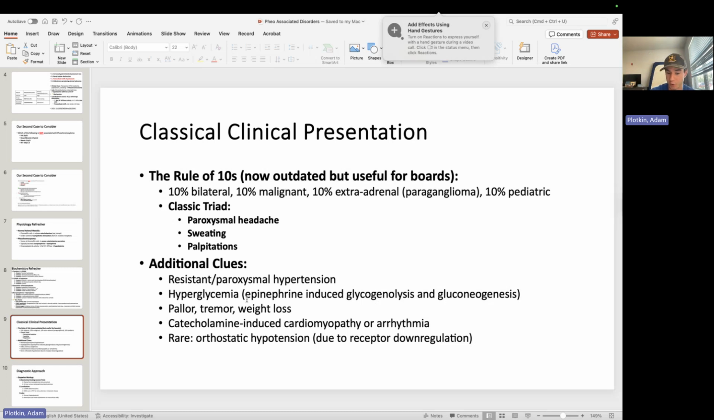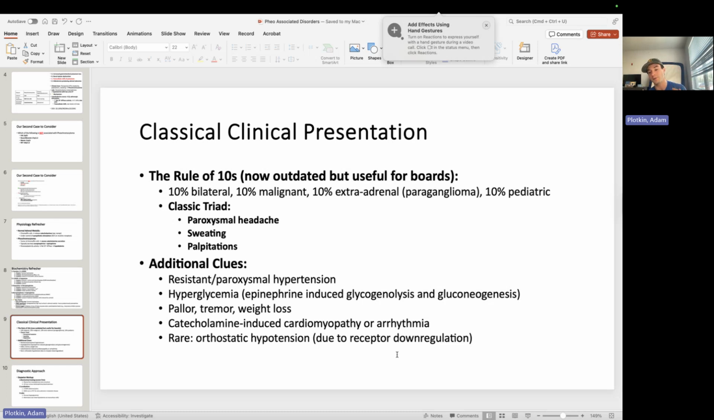We can see the pallor, the tremor, and the weight loss from the sympathetic activation. We can potentially see catecholamine-induced cardiomyopathy or arrhythmias. Usually it's going to be HFrEF with reduced ejection fraction. And then rarely we could see orthostatic hypotension due to receptor downregulation.